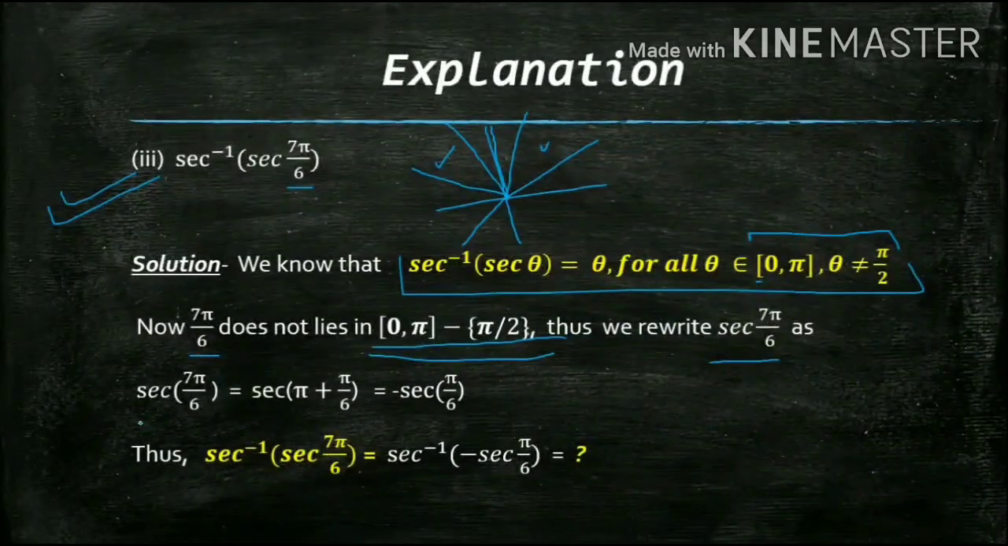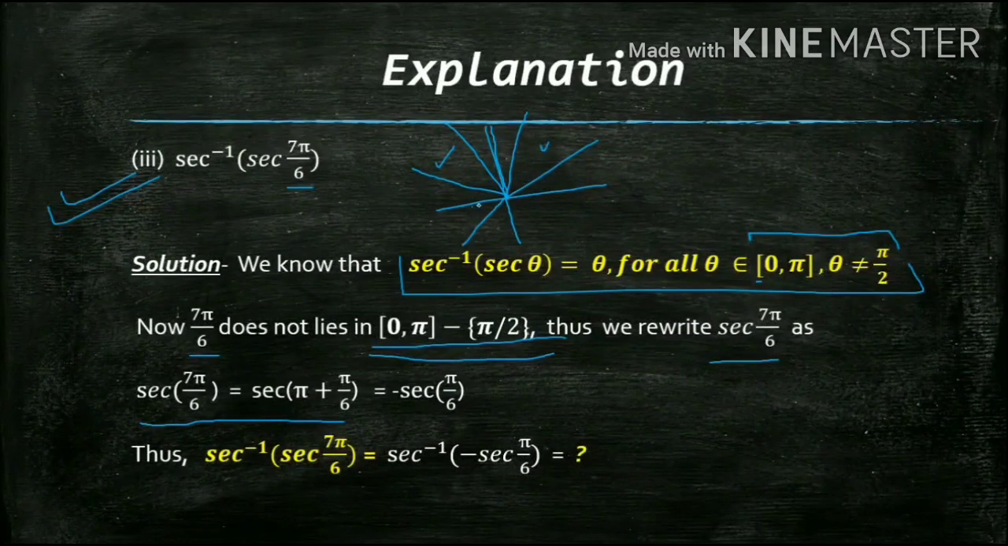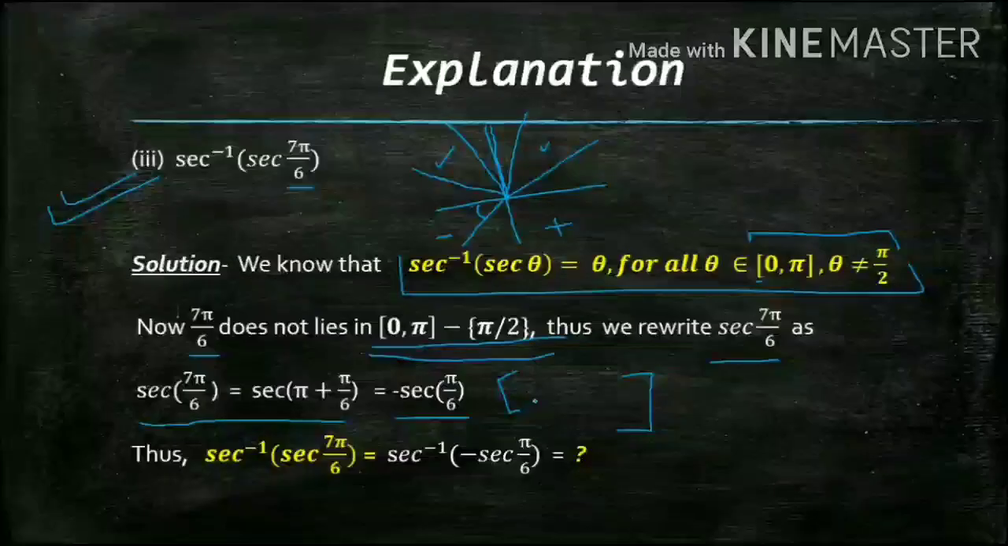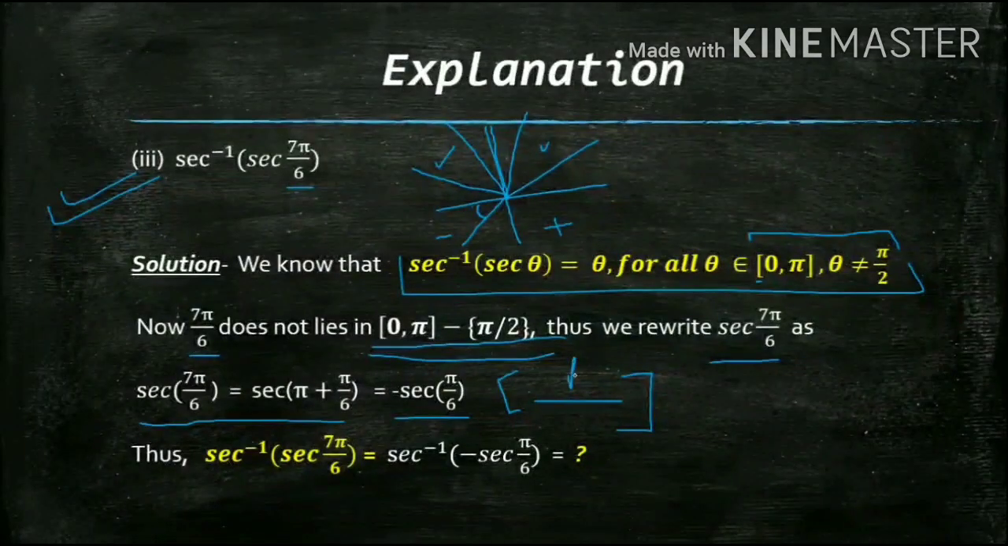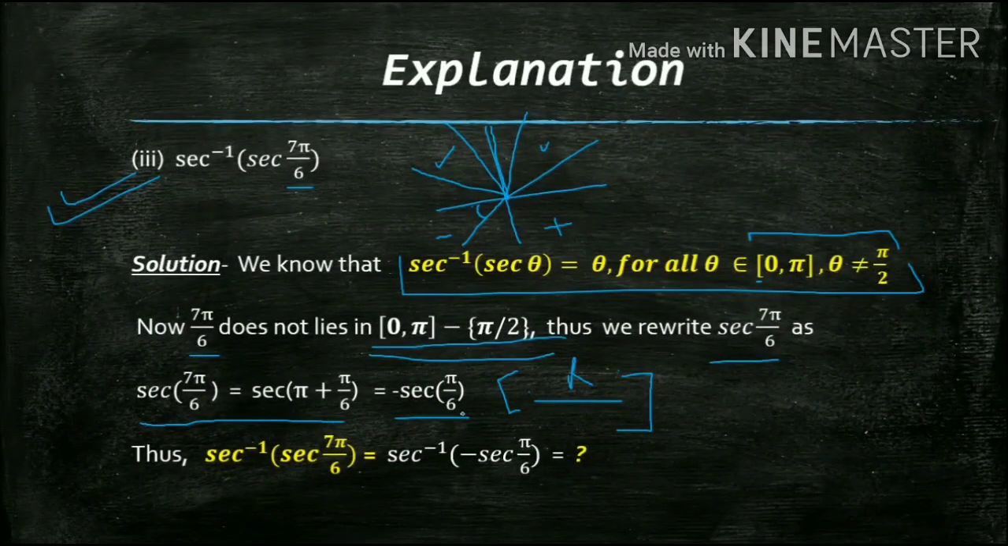How? So sec of 7 pi by 6 can be written as sec of pi plus pi by 6, because it is just the addition of some angle to pi. And sec of pi plus theta is nothing but minus sec theta, because sec is negative in the third quadrant and positive in the fourth one. So that's why it's negative. You will write the reasoning in the bracket, that why are you saying this, because this is also very important. Okay, you will write the reason. Now just look at this carefully. You can write this. You are done.